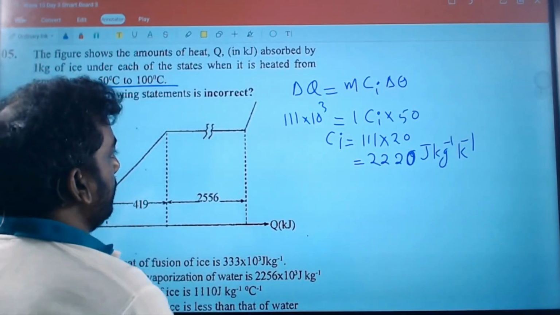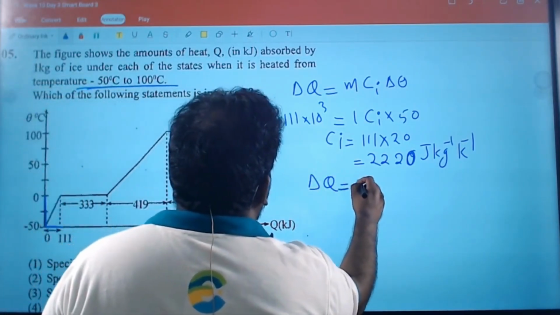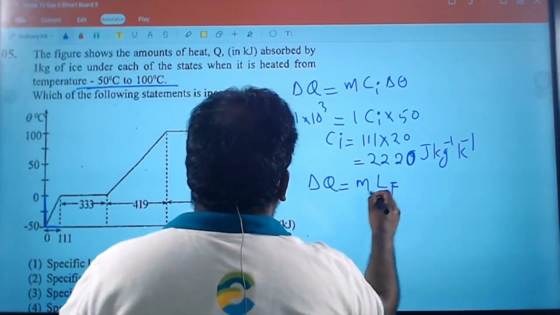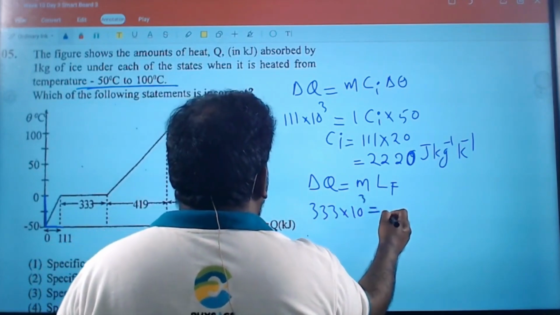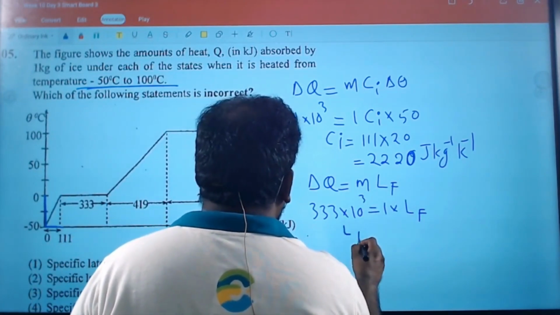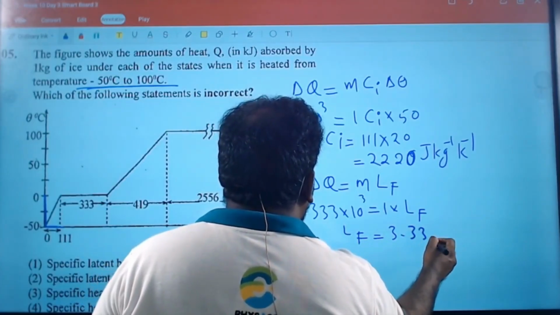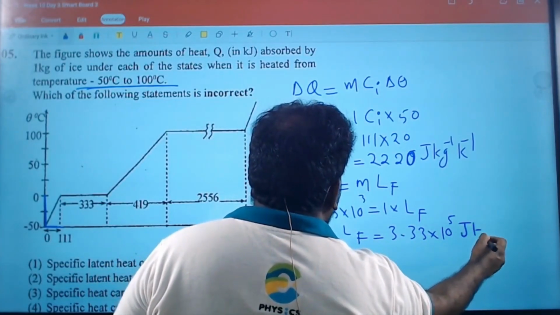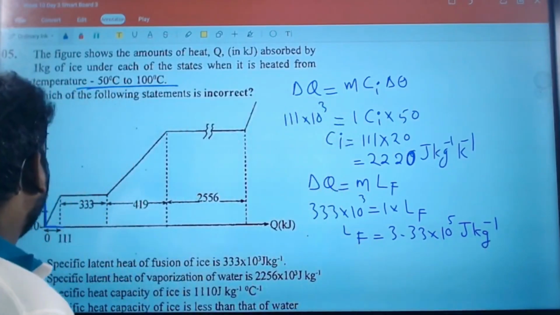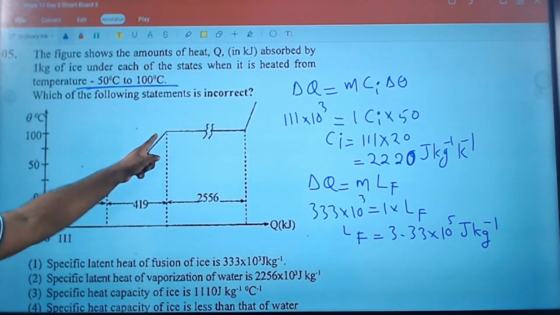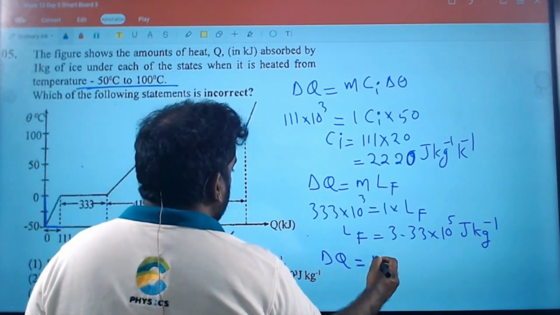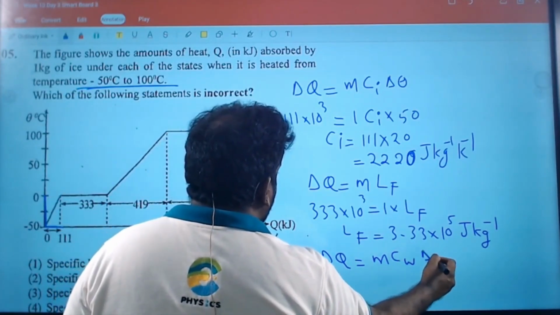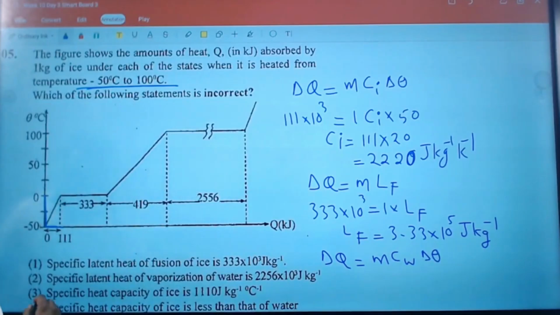Next, fusion. Delta Q is equal to M LF. 333 kilojoules, 1 kilogram. LF is 3.33 times 10 to the power 5 joules per kilogram. Here, specific heat capacity of water. Delta Q is M CW delta theta. I think already we have found the answer, answer number 3.